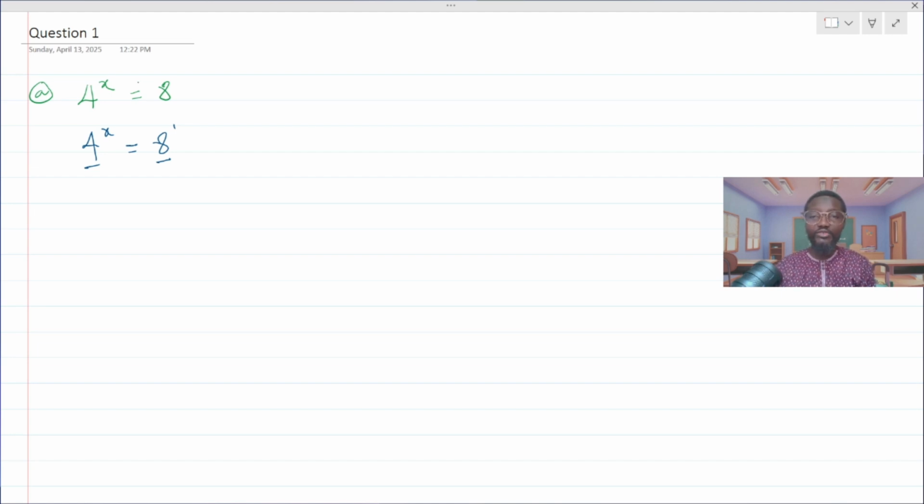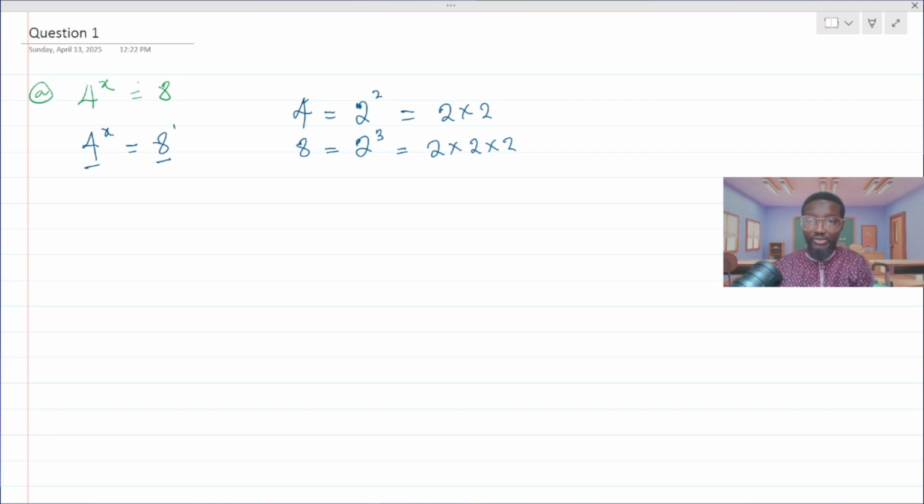The first thing is to write 4 as a power and a base. So 4 is the same thing as 2 raised to the power of 2, and 2 raised to the power of 2 is 2 times 2, which is 4. In the same way, I can write 8 as 2 raised to the power of 3. 2 raised to the power of 3 means 2 times 2 times 2: 2 times 2 is 4, 4 times 2 is 8. So I can rewrite 4 as 2 raised to the power of 2, and 8 as 2 raised to the power of 3.